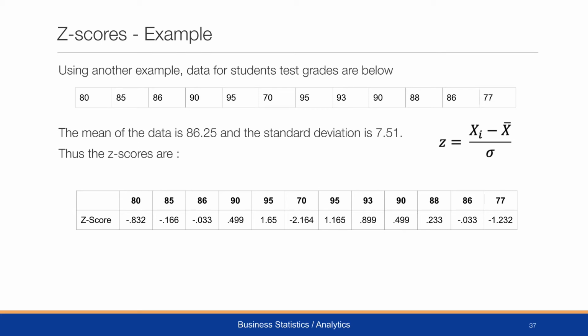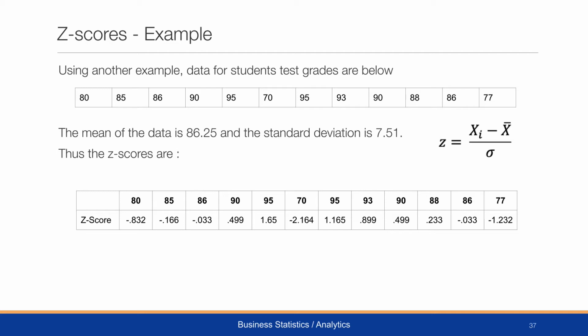Using another example, data for students' test grades are here. The mean of the data is 86.25 and a standard deviation of 7.5. Thus, I can compute z-scores for each one of these items. For the 80, it's a -0.832. Now, it's negative, and it was below the mean, so the negative z-score does make sense. It's a little bit under 1 standard deviation because the standard deviation was 7.5, and it's only 6.25 off. So it's just under 1 negative standard deviation, which it is at -0.832.